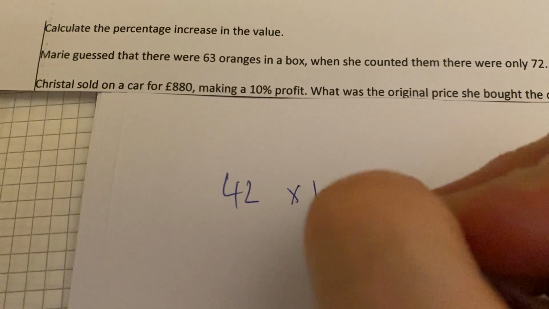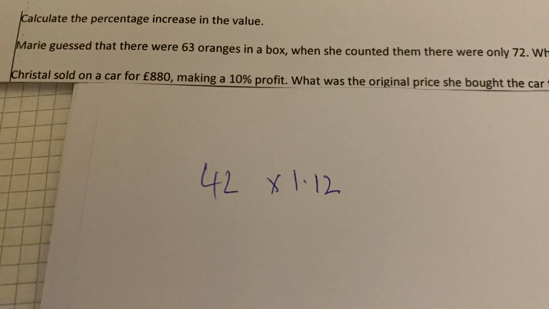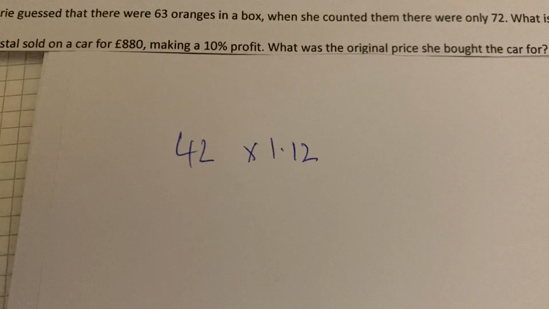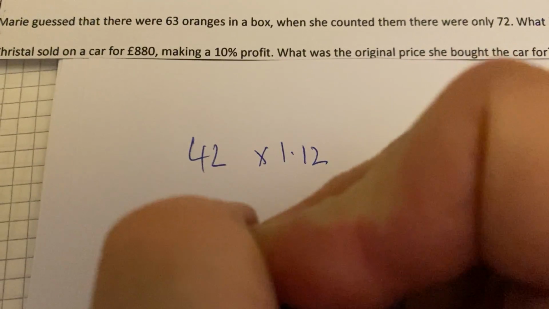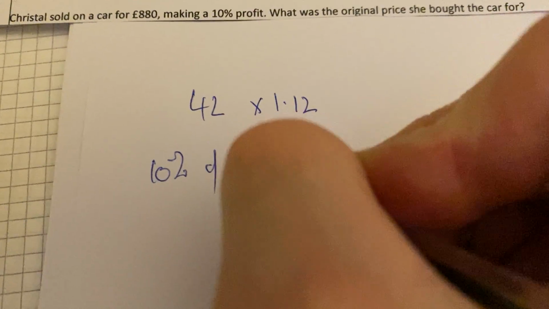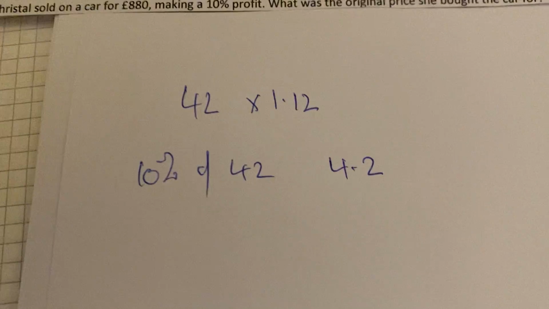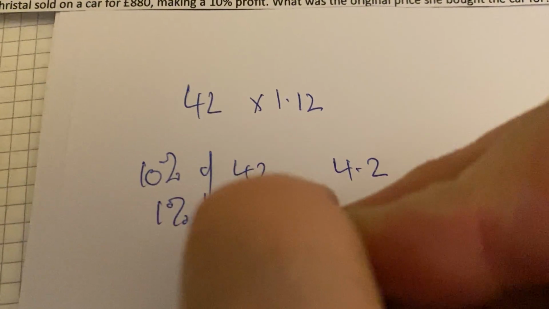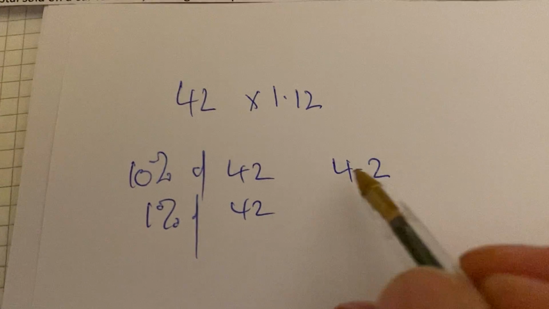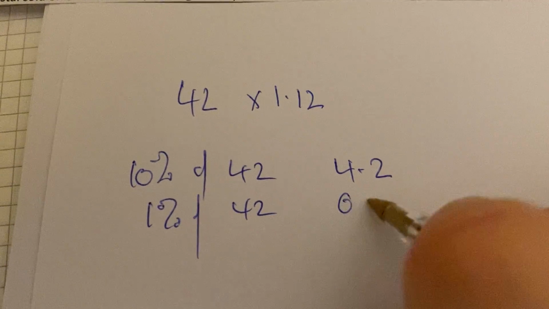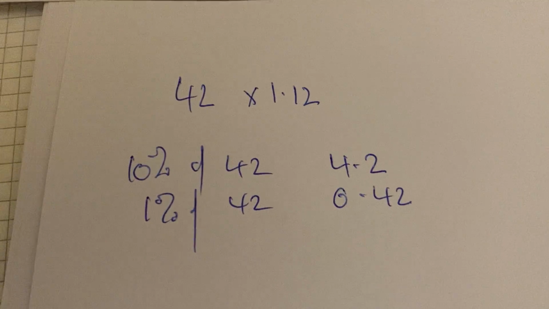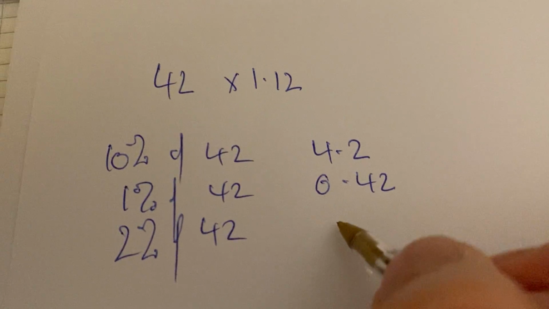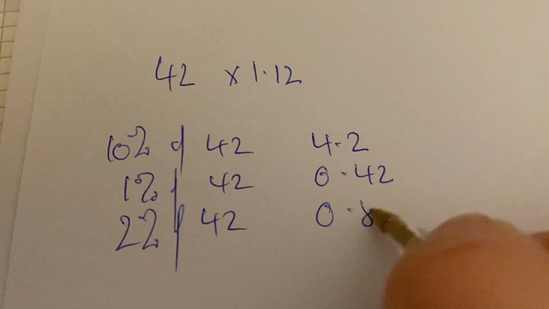So if you had a calculator, the multiplier would be 1.12, but this is a non-calculator paper. So I need to work out, first of all, 10% of 42, which is 4.2. And then, because it's 12%, if I go for 1%, the reason 1% is easy is because the decimal jumps back another point, so it's 0.42. And therefore 2% of 42 is going to be double that, 84p.